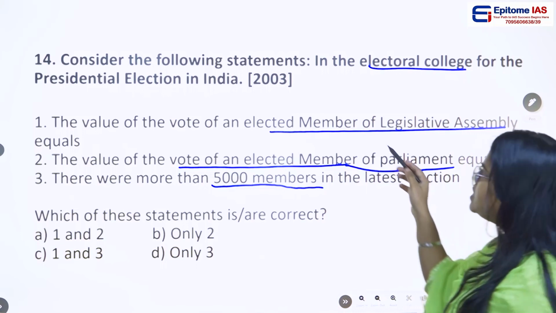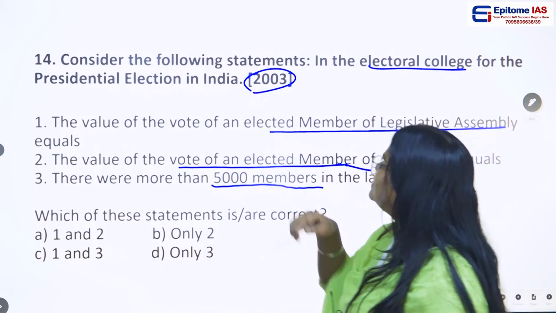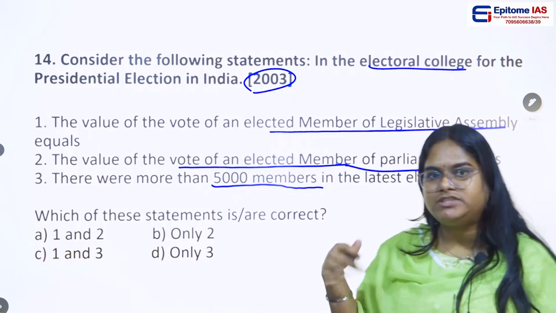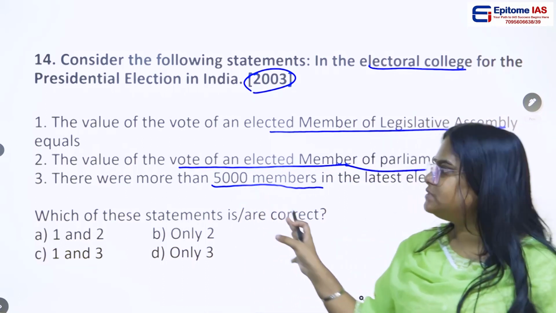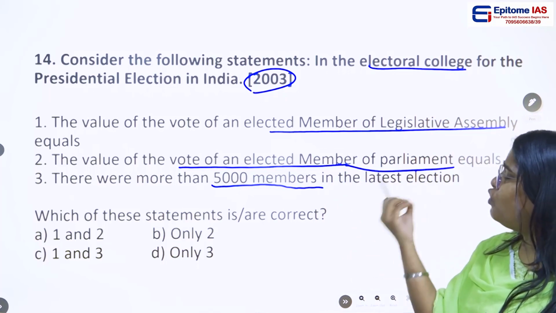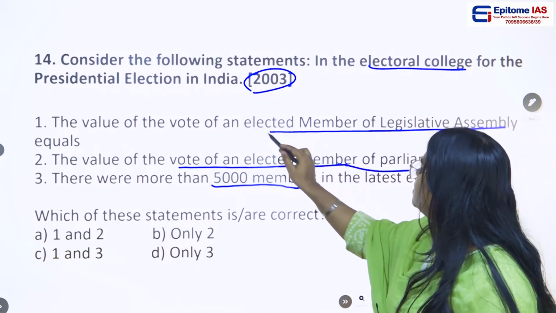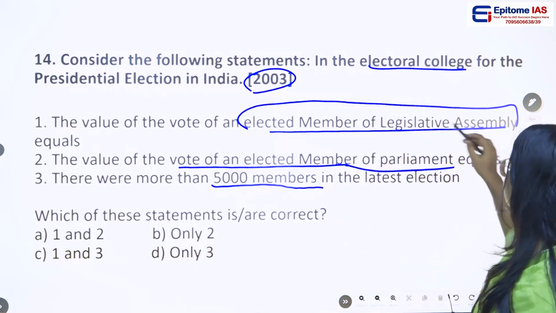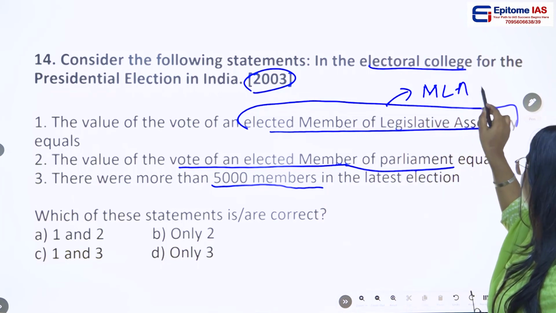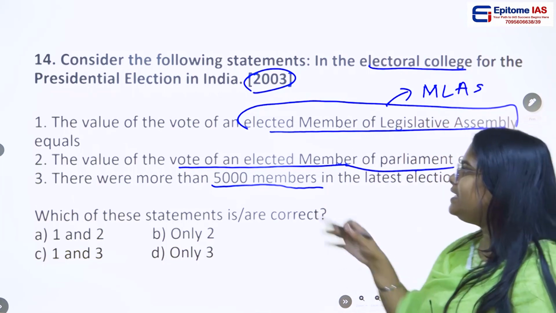So this question was asked in 2003. By the static knowledge we have, we'll try to solve this particular question. If you see statement 1, the value of vote of an elected member of Legislative Assembly, that is the MLAs, they are talking about the MLAs, are equal.